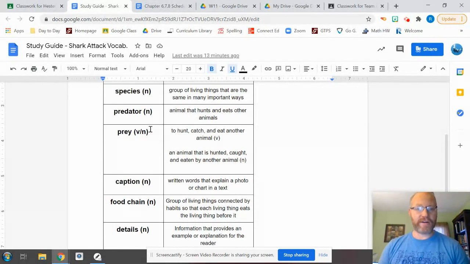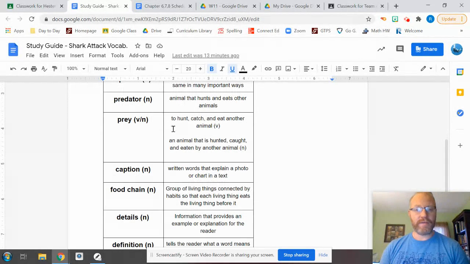Then you have predator. A predator is an animal that hunts and eats other animals. You have prey, which is to hunt, catch, or eat another animal, or an animal that is hunted, caught, and eaten by another animal. So you have two different things here. A predator preys by hunting, and the animal that it hunts is called a prey. So you have a verb form, which is to hunt, and you have a noun form, which is the hunted.